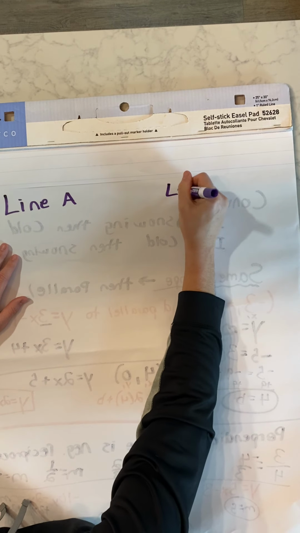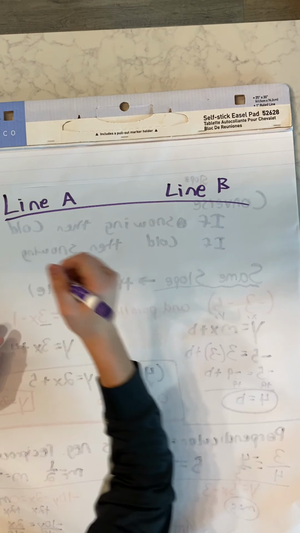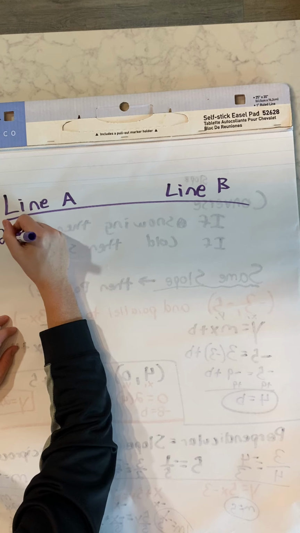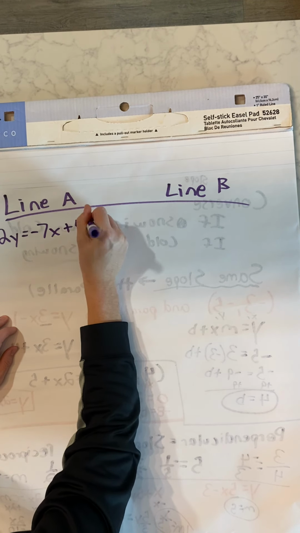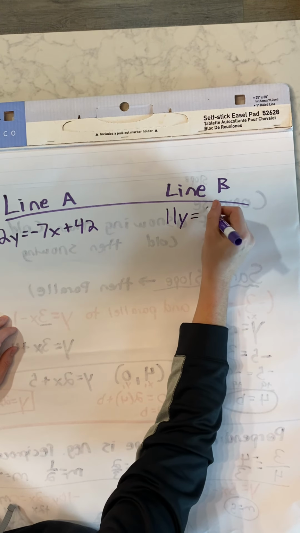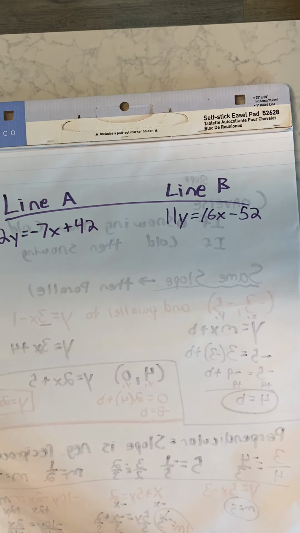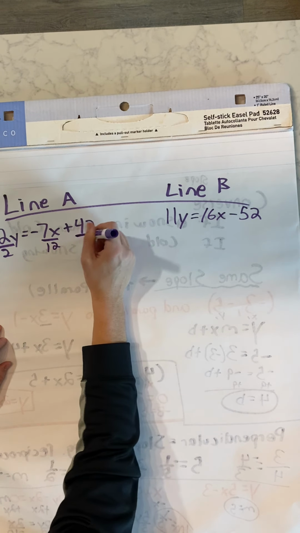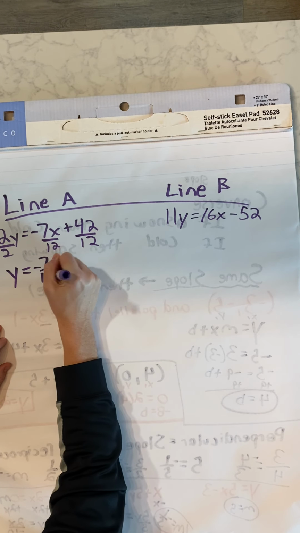Line A, line B. The question says, are these perpendicular? And why? 12y equals negative 7x. So we have to get y alone first. Divide each term by 12. Y equals negative 7 over 12x.